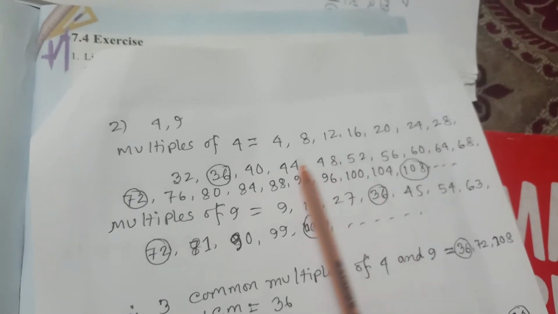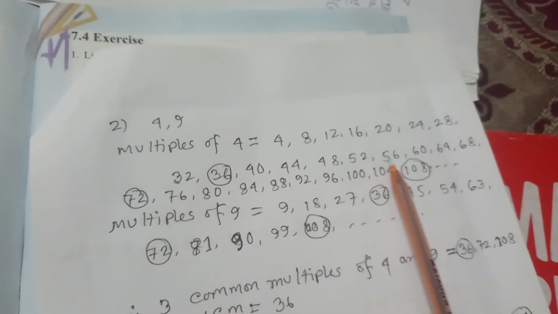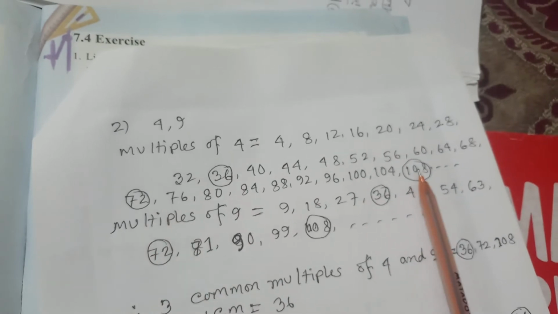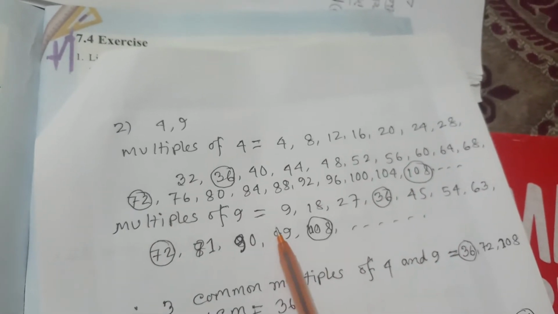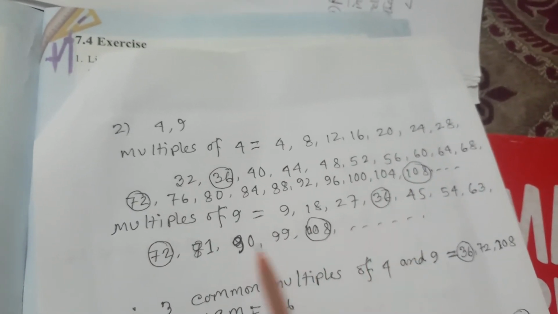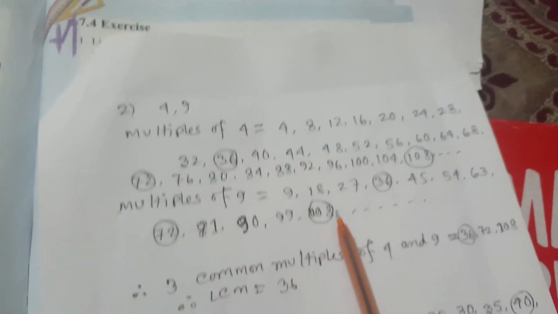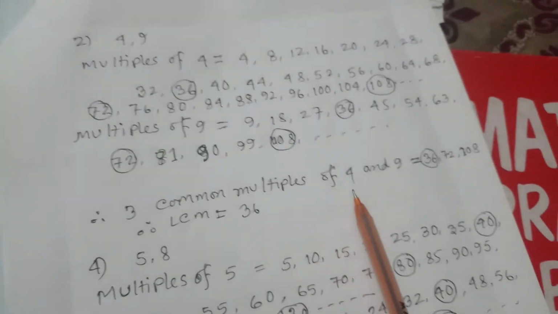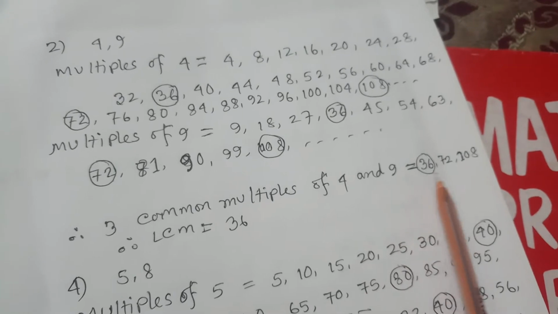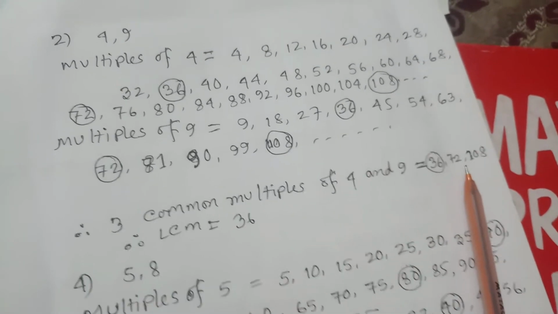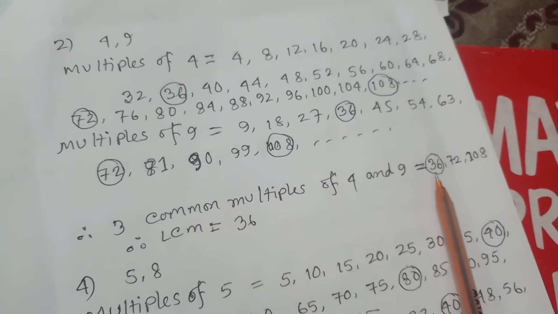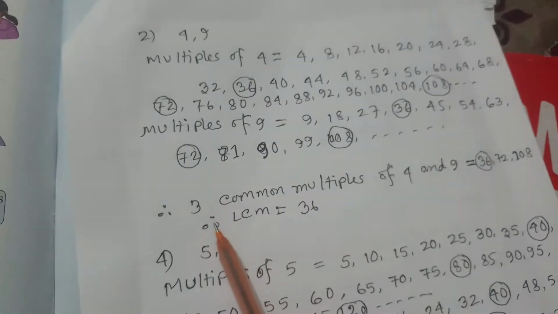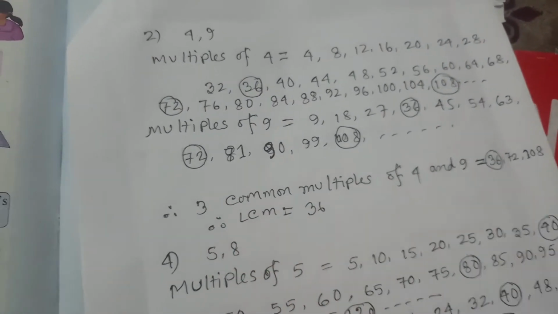Given here, we find that 36, 72, and 108 are multiples of 4, and 36, 72, and 108 are also multiples of 9. So three common multiples of 4 and 9 are 36, 72, and 108, and 36 is the lowest common multiple. So therefore LCM equals 36.